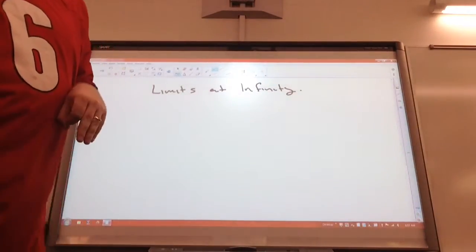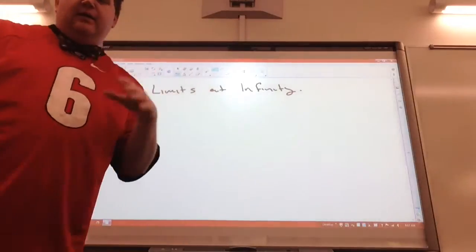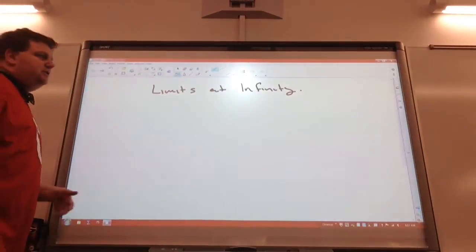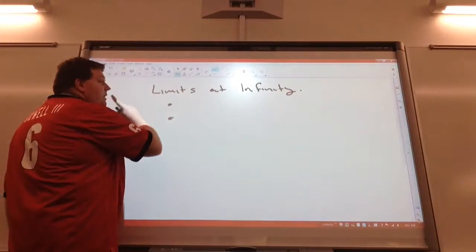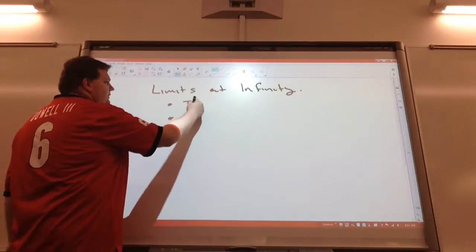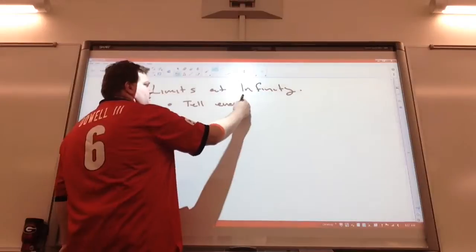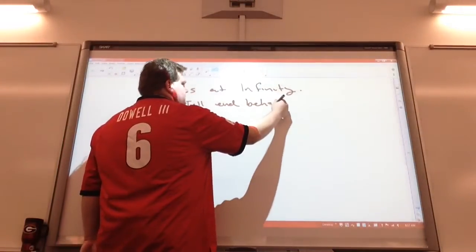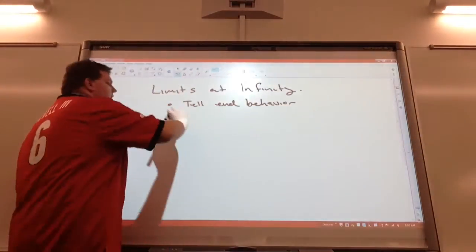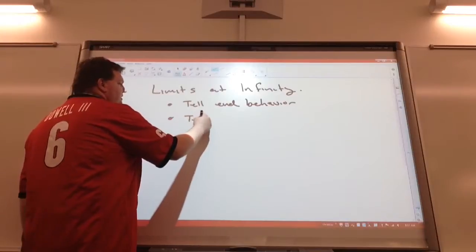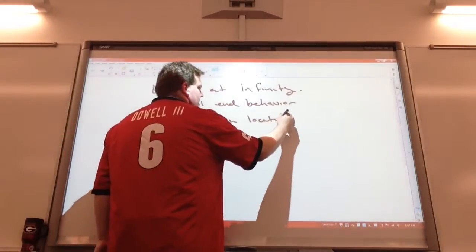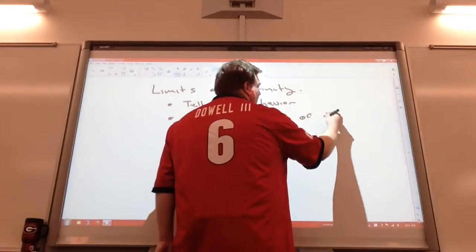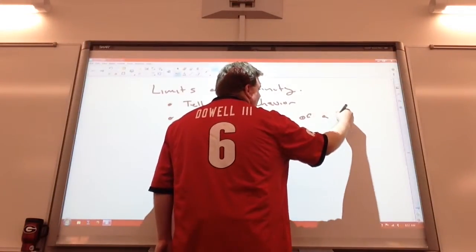Okay, limits at infinity are generally fairly simple. What they do to you, they do one or two things. They tell you either end behavior, or they tell you the location of a horizontal asymptote.